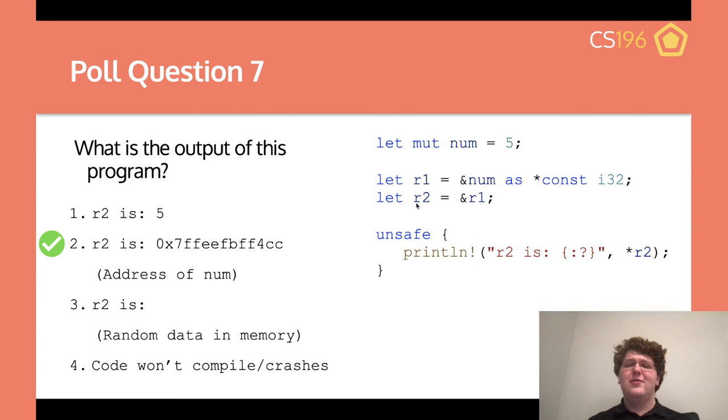Now that we have that, here's where I tripped you up. I said let r2 equal a reference to r1. So now r2 is referencing r1, and what we do in this unsafe code is say, we now have the pointer to r1, but I want the data in that pointer. So we take r2, and r2 is pointing to r1, so we go, okay, what's in r1? Well, it's a pointer to num, because we are just dereferencing it and looking at that value. So now the second question.